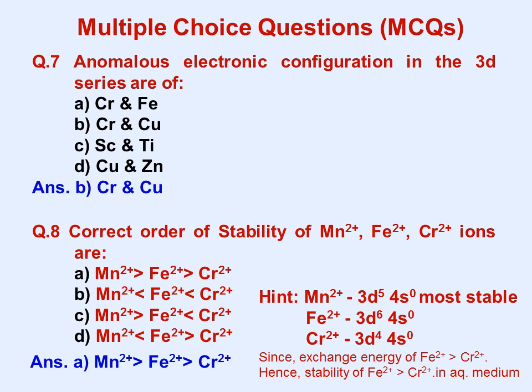The reason may be that manganese 2+ has extra stable d5 configuration. Therefore, it is most stable. While among Fe2+ and Cr2+ having d6 and d4 configurations, since the exchange energy of Fe2+ is greater than Cr2+ in aqueous medium, therefore the stability of Fe2+ will be far greater than chromium 2+ in aqueous medium. That's why the stability trend will follow: manganese 2+ will be more stable than Fe2+ than Cr2+.